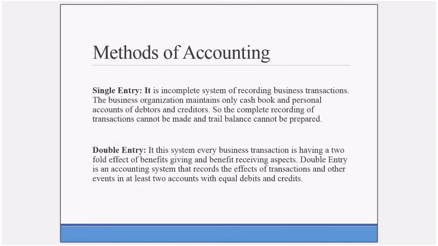Double entry, as the name suggests, has two sides. One side is called debit, the other side is called credit. Every transaction has an impact on two accounts. One account is debited and the second account is credited. That is what we call the double entry system.